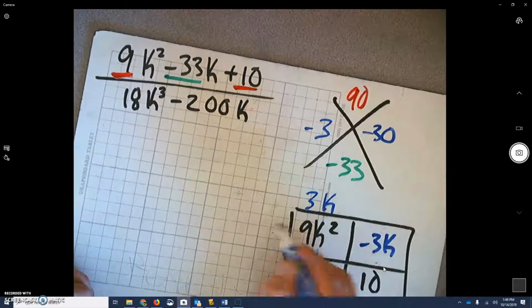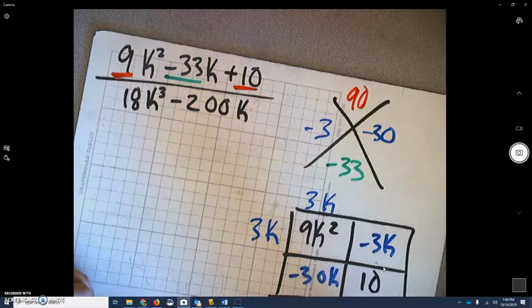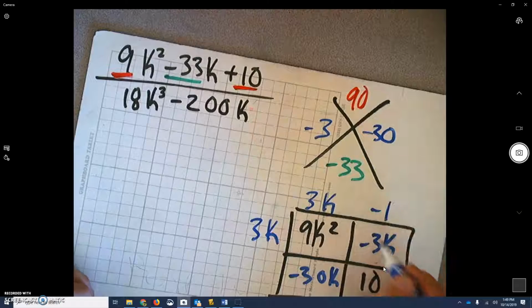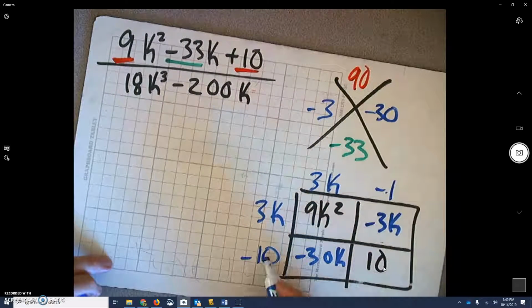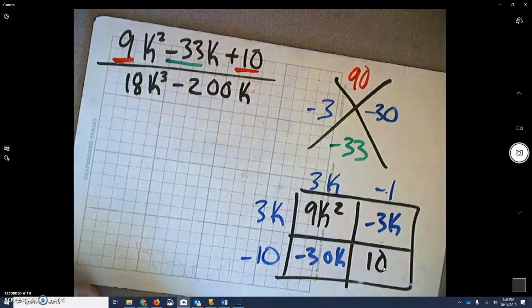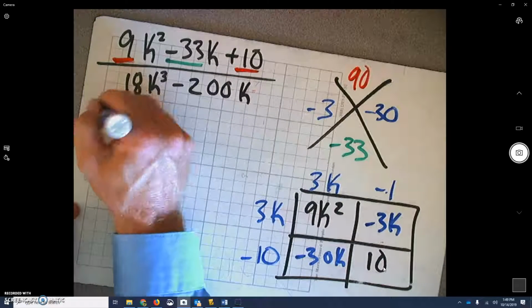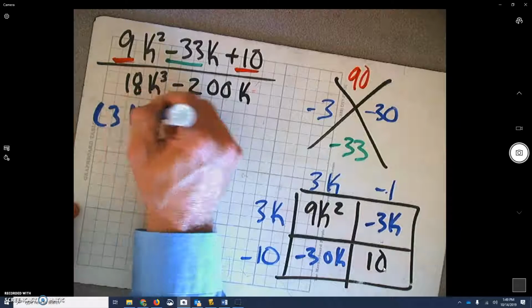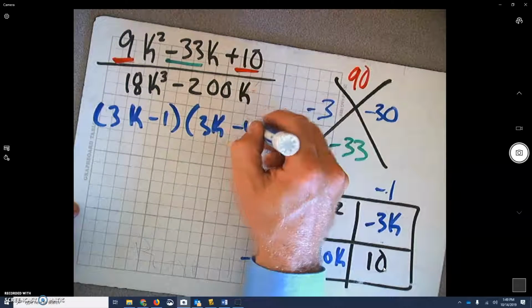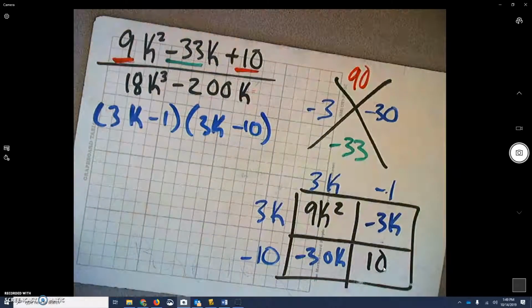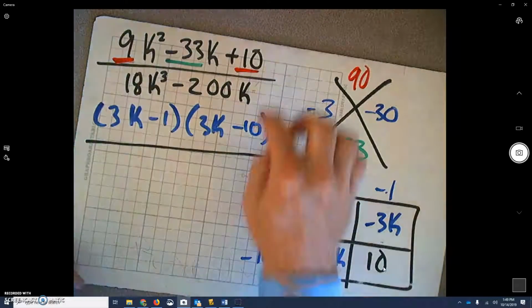3k times what is 9k squared? 3k again. 3k times negative 1. Negative 1 times negative 10 equals 10. And negative 10 times 3k does equal negative 30k. So our numerator is 3k minus 1 times 3k minus 10. And that's all over our denominator.